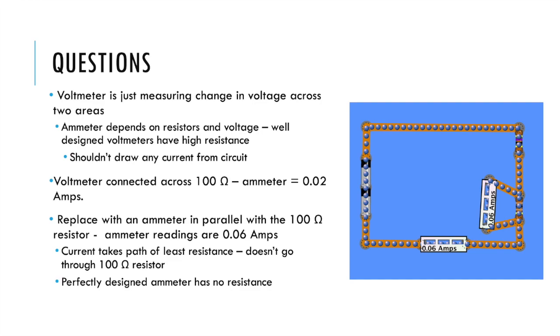However, when we do connect an ammeter in parallel with the 100 ohm resistor, the ammeter readings change to 0.06 amps, and this is because the current takes the path of least resistance, so it doesn't go through the 100 ohm resistor, and this causes the overall resistance in the circuit to only be 47 ohms. As well, we know that the perfectly designed ammeter has no resistance.